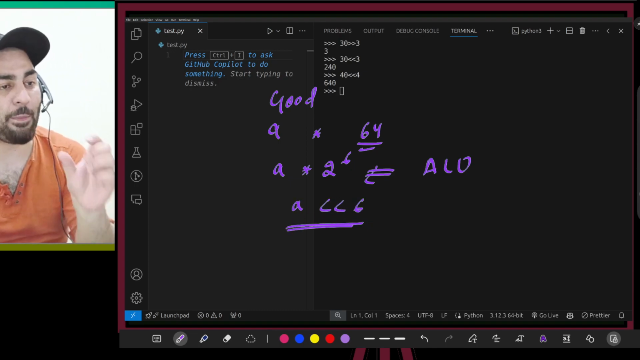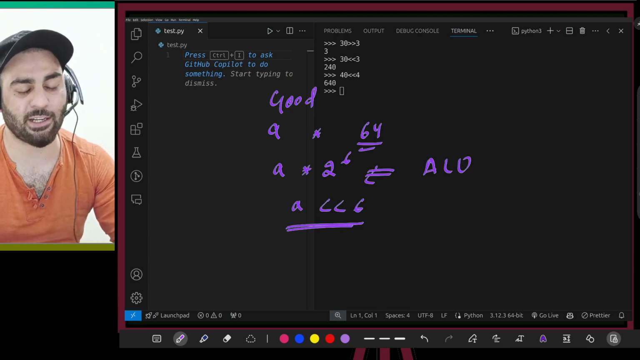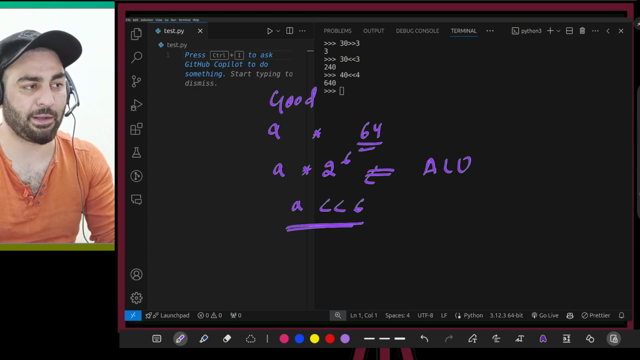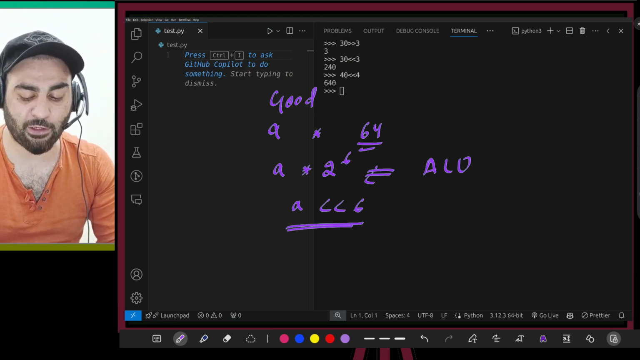Basically this will happen at the CPU level. It will just move the register, and just bit shifting will happen. Is it clear for everyone? So this operation is faster.